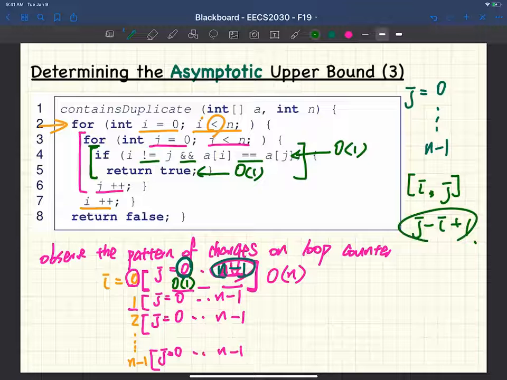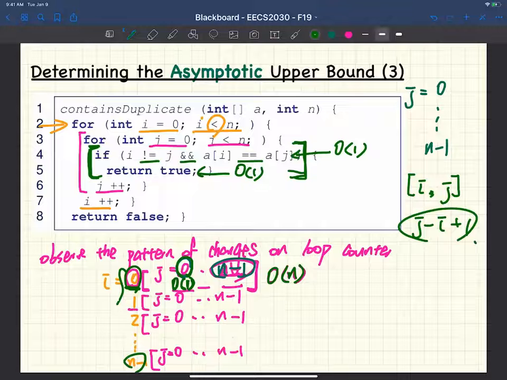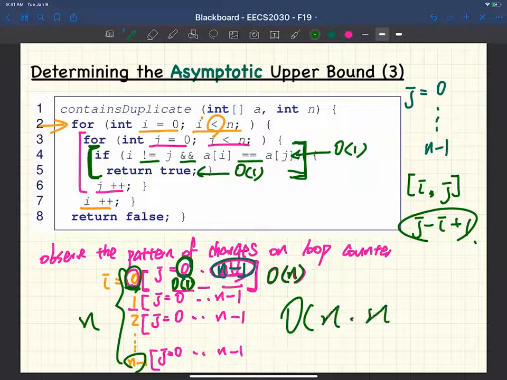So now, for every possible value of j, we're going to execute this particular body of the loop over here, which is going to be big O of 1. And how many iterations do we have? n iterations. Okay? That's why we got big O of n. So now, big O of n, for every possible value of i would be how many possibilities? From 0 all the way to n minus 1. So now we got n. So overall we're going to get big O of n times n.